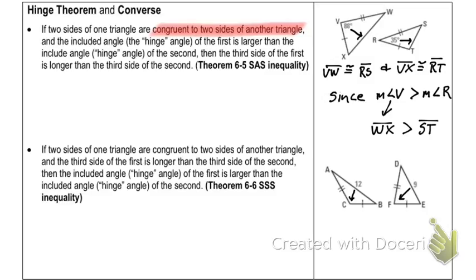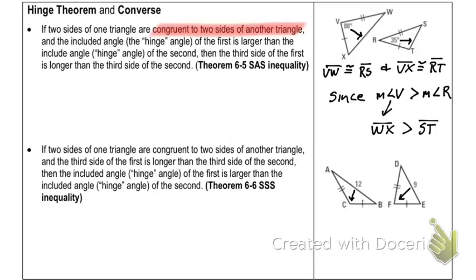If two sides of one triangle are congruent to two sides of another triangle, starts out the same way, and the third side of the first is longer than the third side of the second, that's what we have: 12 is bigger than 9. Then the included angle, called the hinge angle, of the first is larger than the included angle, the hinge angle of the second. In other words, we have two sides that are congruent, just like we had up here.